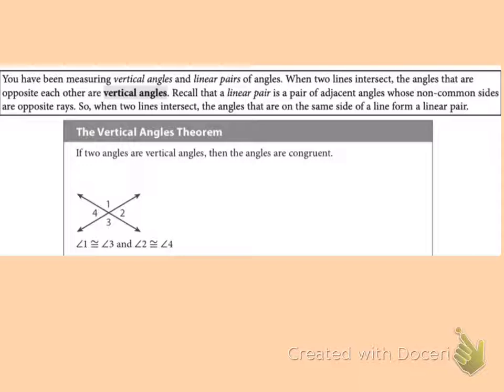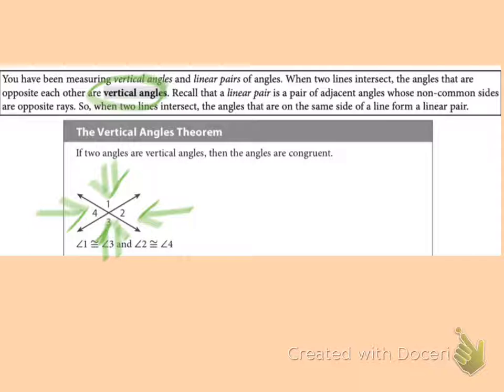Actually, you've been finding them. When two lines intersect, the angles that are opposite each other are vertical angles. So again, they're the ones that would be facing in opposite directions. Like this is a pair of vertical angles, and then the ones at 1 and 3 are also vertical. And the vertical angle theorem says that they must be equal in measure.